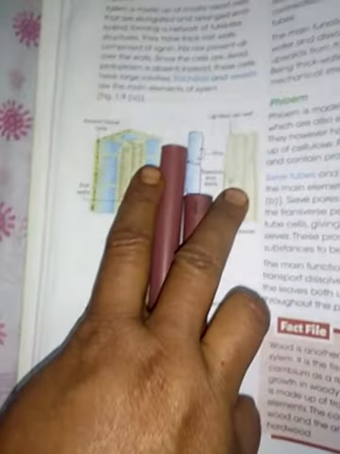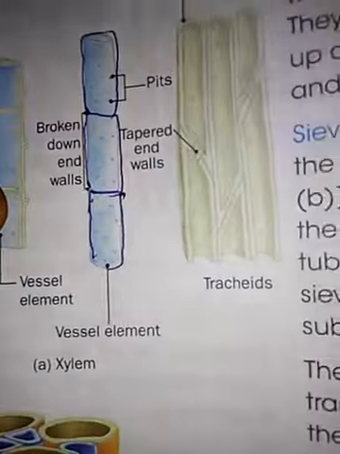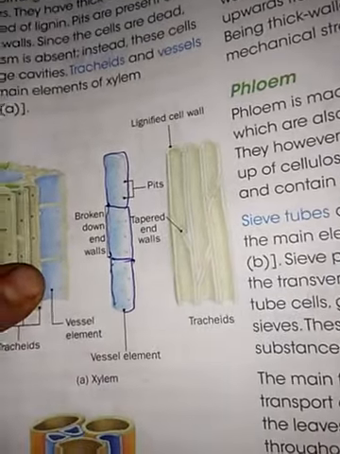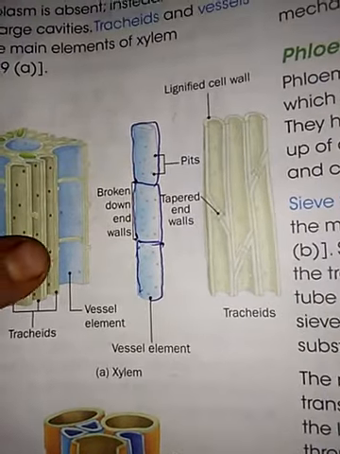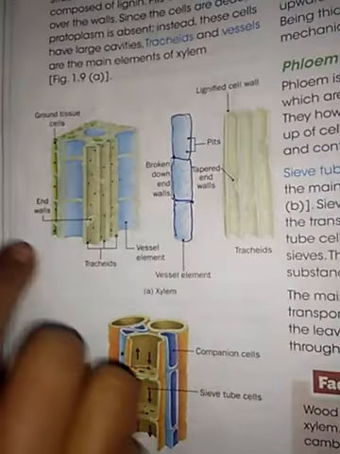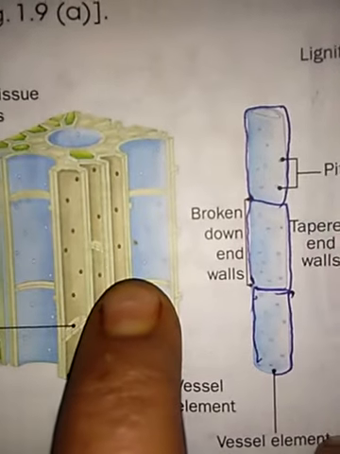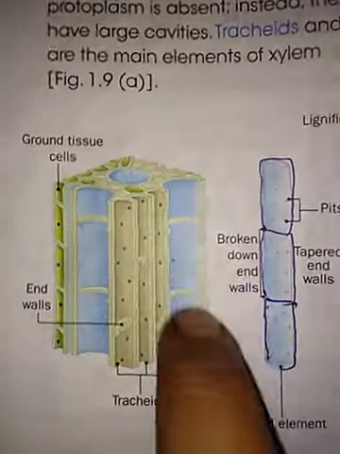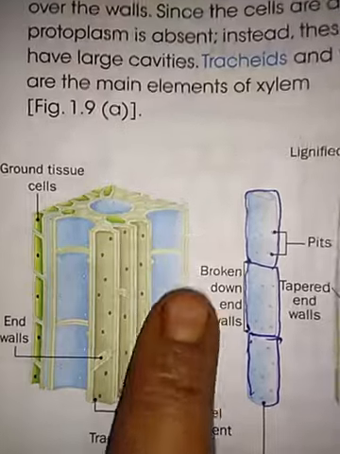Like that, the vessels are broken down. The broken down end walls of the vessels are joined with tracheids. They form end to end and are present like a long tube.